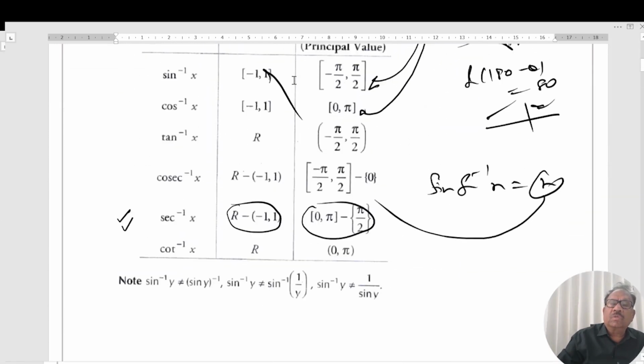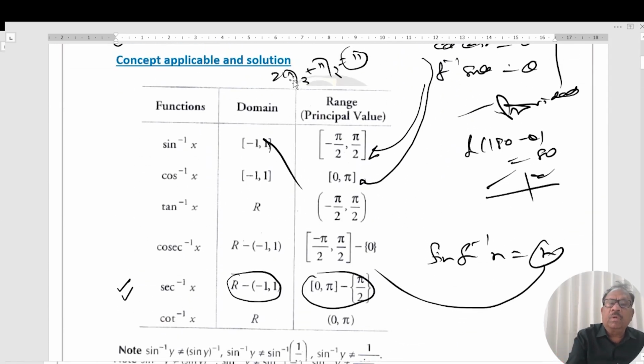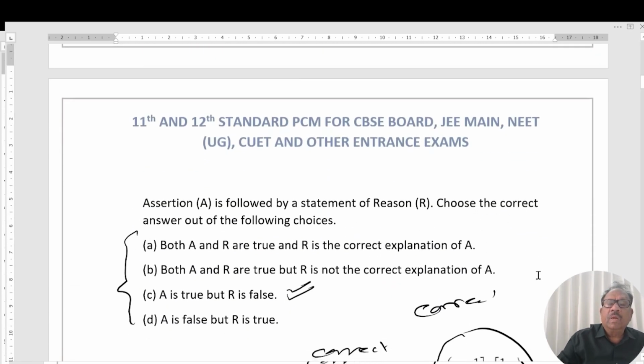Now, I have discussed all the basic concepts: what is the domain, what is the range. You can go through it very well. Next question.